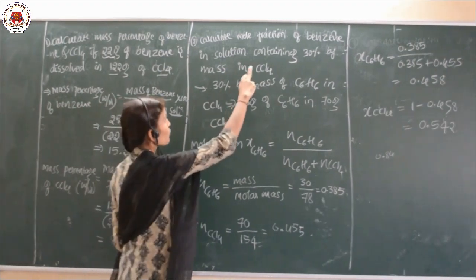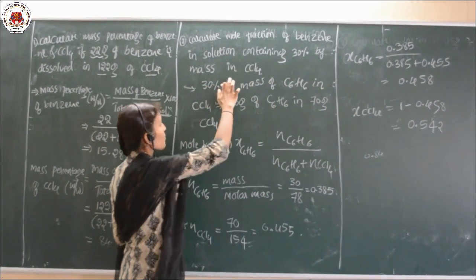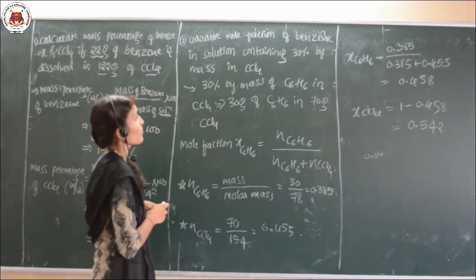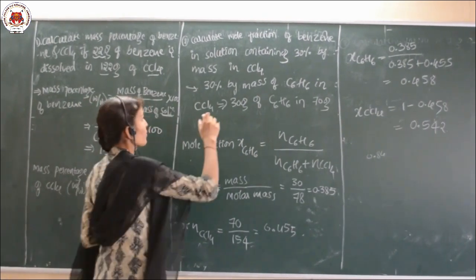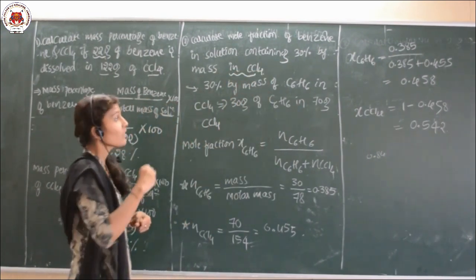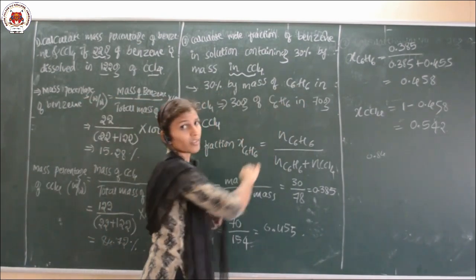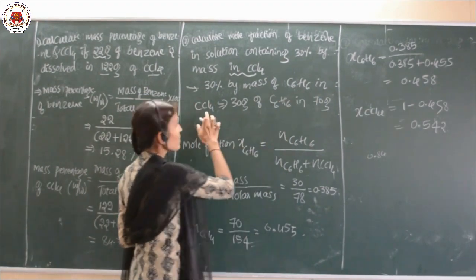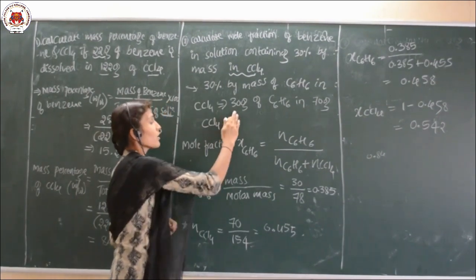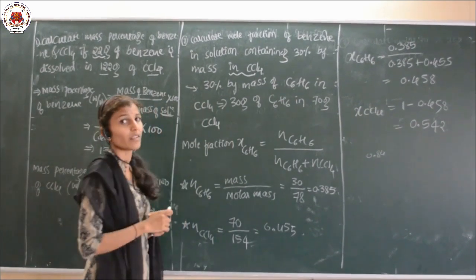Calculate the mole fraction of the benzene in solution containing 30% by mass in CCl4. Look at the problem. 30% of the benzene is present in CCl4. It means CCl4 acts as a solvent. So here 30% by mass of the benzene, C6H6, in CCl4. What does it indicate? 30%. It means 30 gram of the benzene is dissolved in 70 gram of the CCl4.